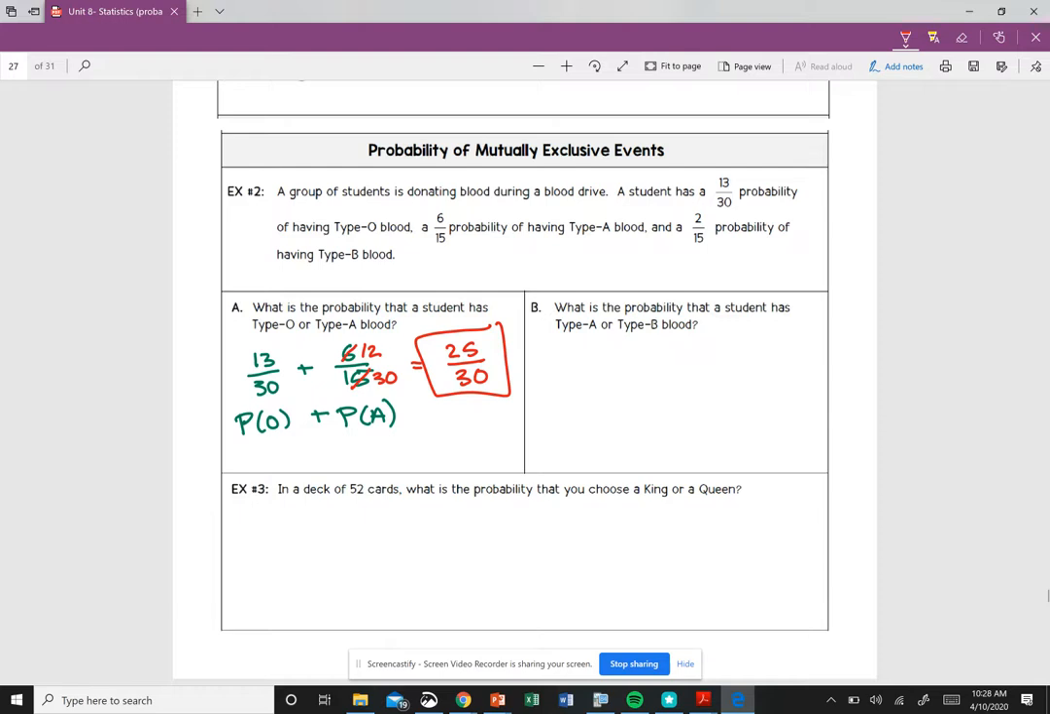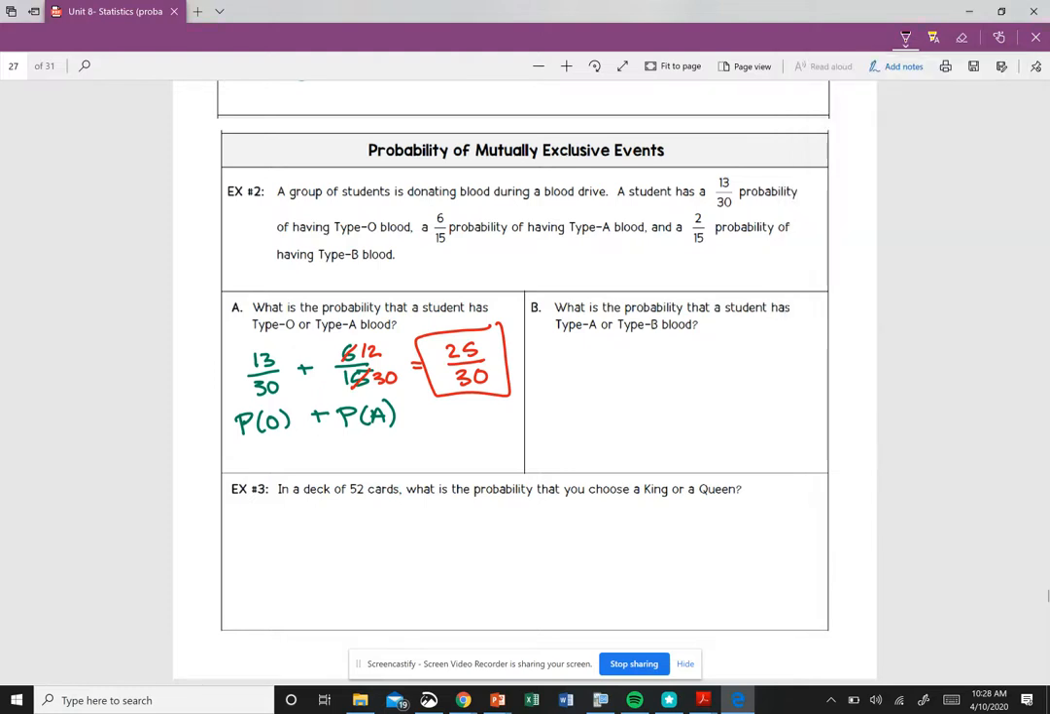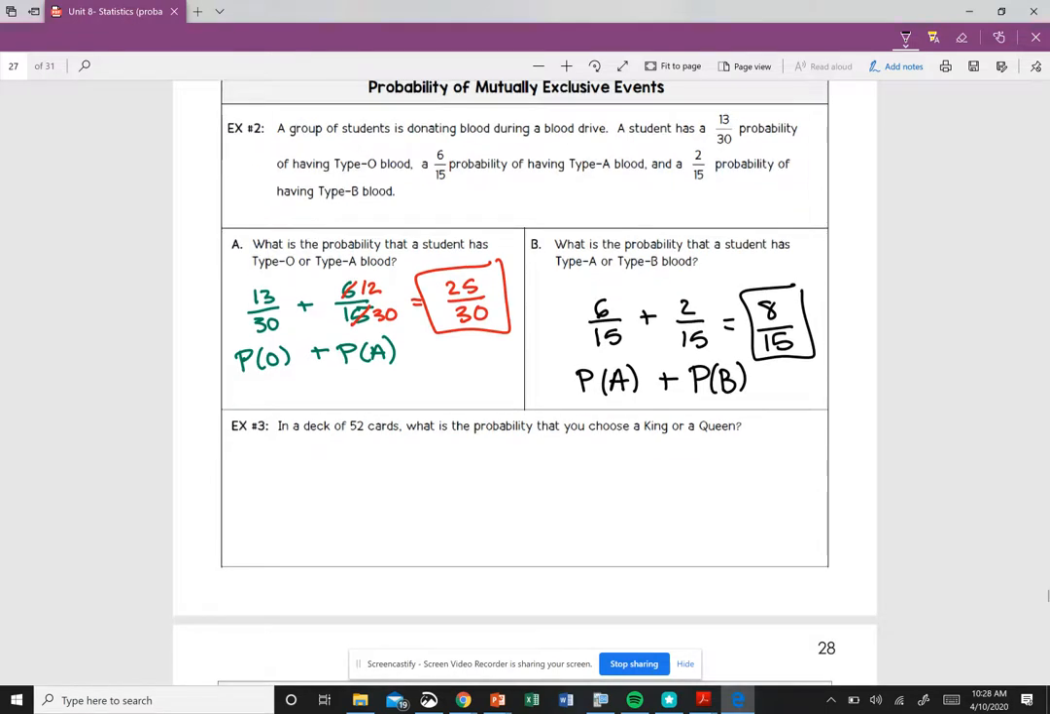Okay, so what's the probability that a student has type A or type B blood? And again, type A and type B cannot overlap because you cannot have type A and type B in this scenario. So then you're going to have 6/15 for type A because this is the probability of A. And then we're going to add the probability of B. And the probability of B is 2/15. So we have 8/15. Does that make sense so far?